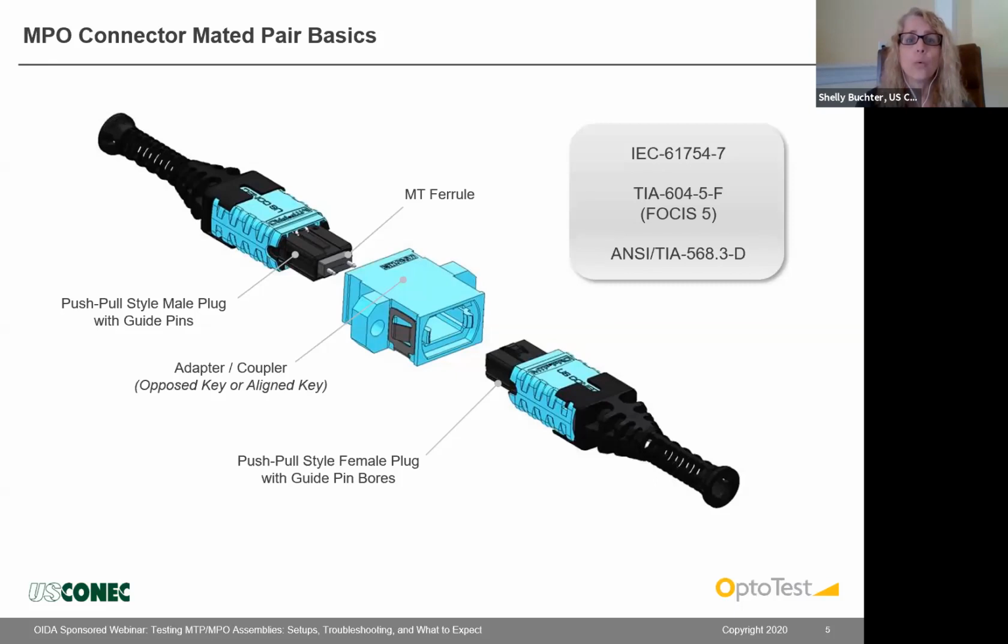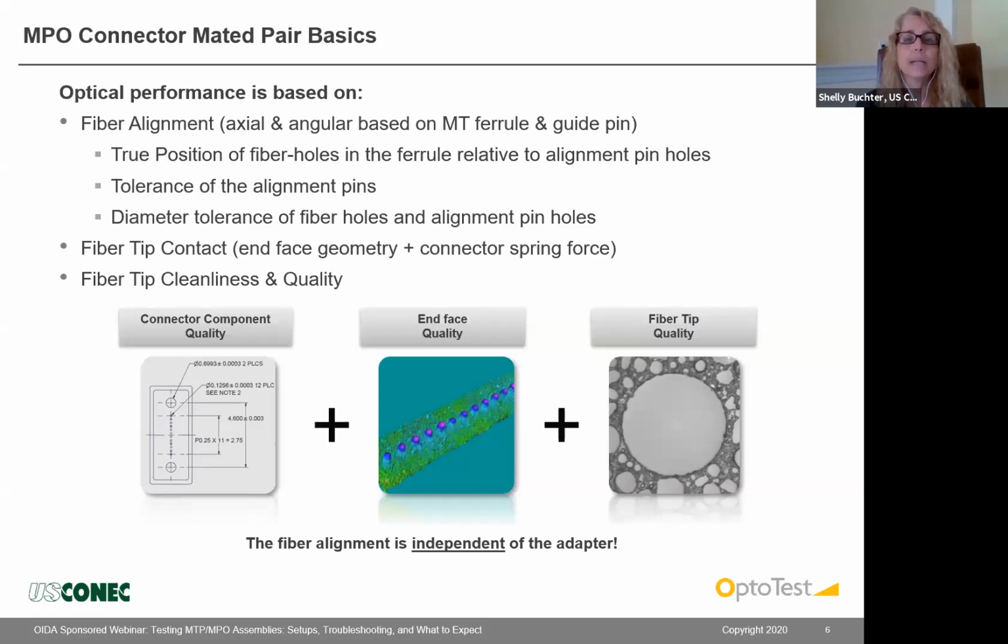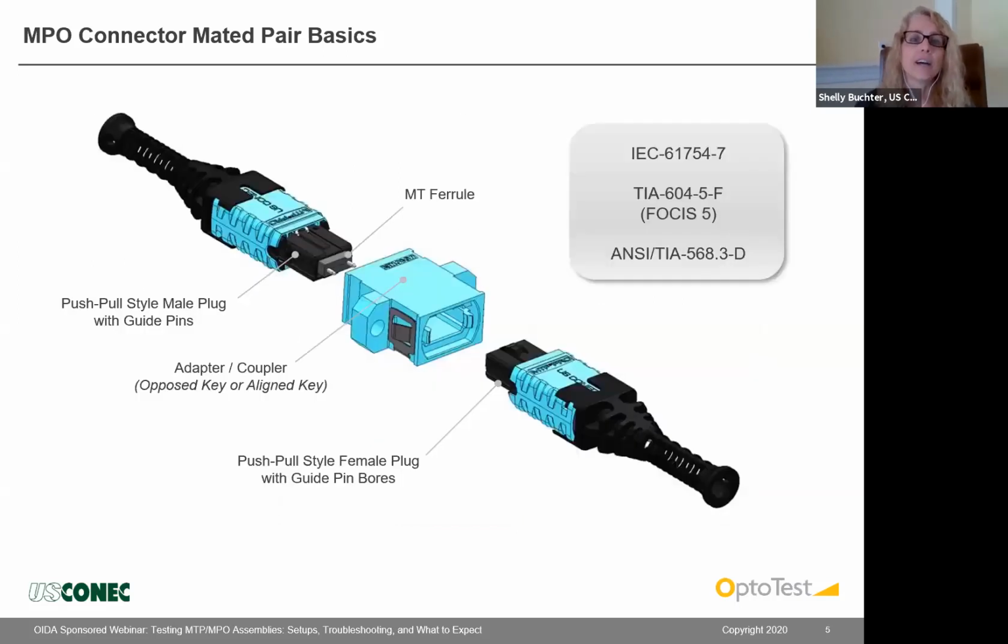IEC separates one row variant into 61754-7-1 and two rows into 7-2, where TIA includes all versions into FOCIS 5, one document. Another standard that can be referenced is TIA 568.3-D. This standard includes details on polarity types and specifically designates opposing key adapters as type A and aligned key adapters as type B. Your system's connectivity methods will determine the appropriate connector and adapter for maintaining polarity.